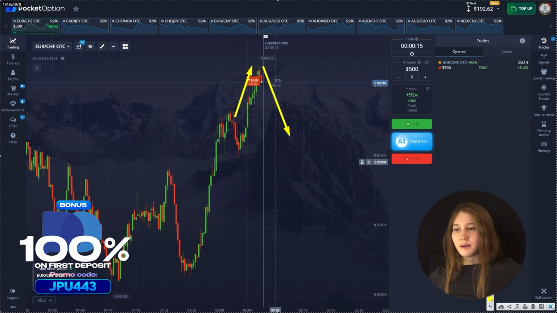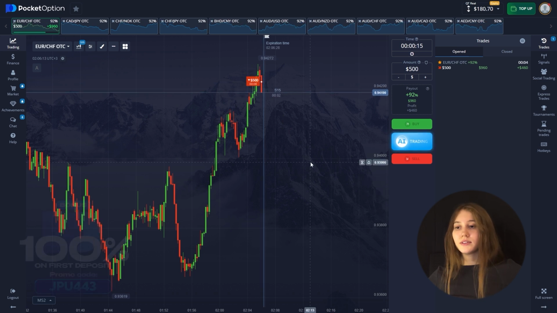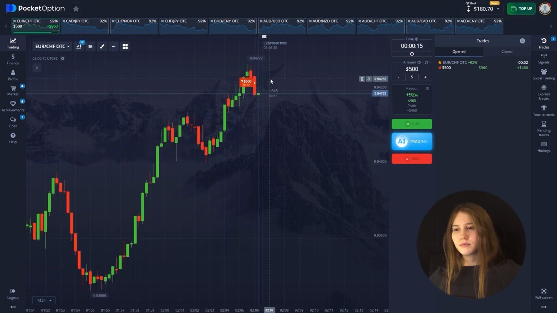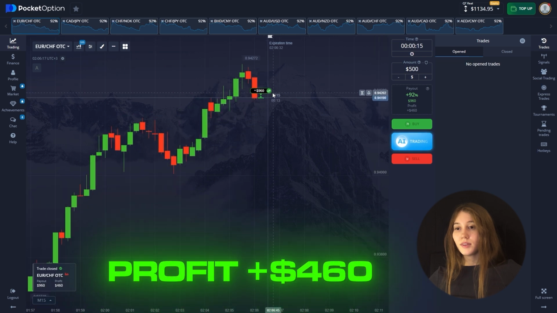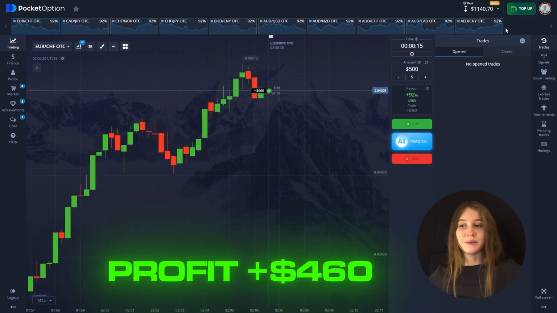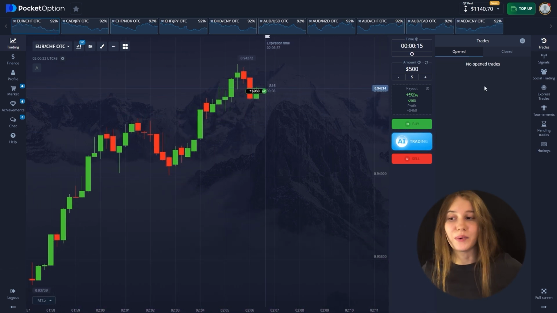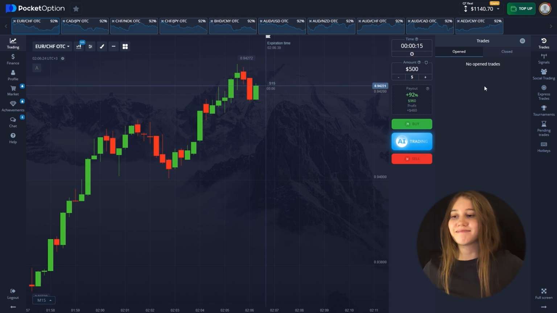So we see some, yes, reversal. Good. Plus deal, and what we see, we have more than $1,000 on our balance.